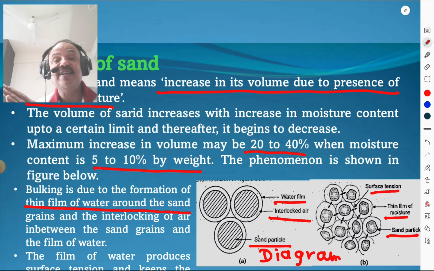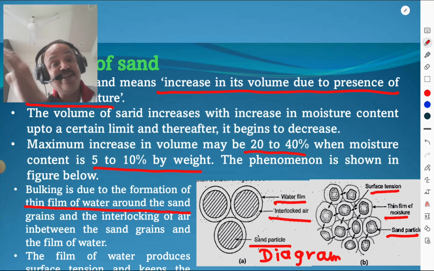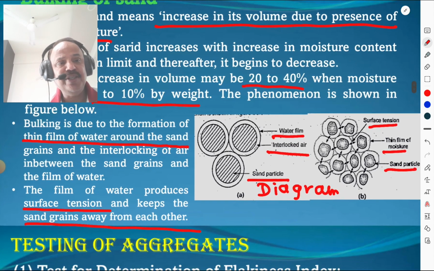म्हणजेच ठराविक मॉइश्चर कंटेंट पर्यंत त्या सँडचं व्हॉल्यूम वाढतं, परंतु हे मॉइश्चर कंटेंट वाढलं तर मग मात्र तो वॉल्यूम डिक्रीज सुद्धा होतो. Maximum increase in the volume may be 20 to 40% when the moisture content is up to 5 to 10% by weight. The phenomenon is shown in the figure.